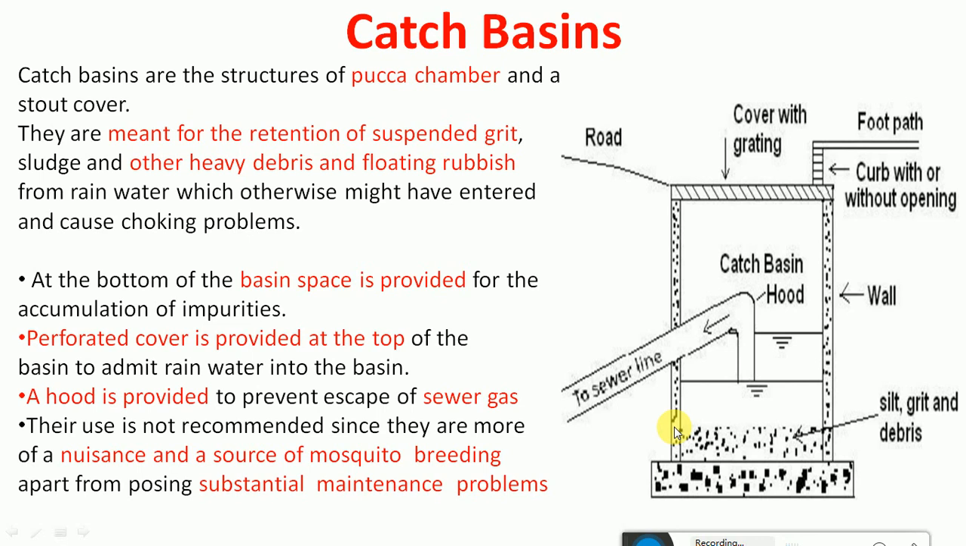Then we have something called catch basins. Catch basins are structures with a pucca chamber and a stout cover, so they are relatively stronger. These are also meant to collect rainwater, but along with that we have some area to collect sand and grit debris. This removes the initial grit and silt matter before it enters the sewerage system. Here, along with a similar grating at the top, a curb is provided vertically and the cover is a grating, with the road surface and the footpath.